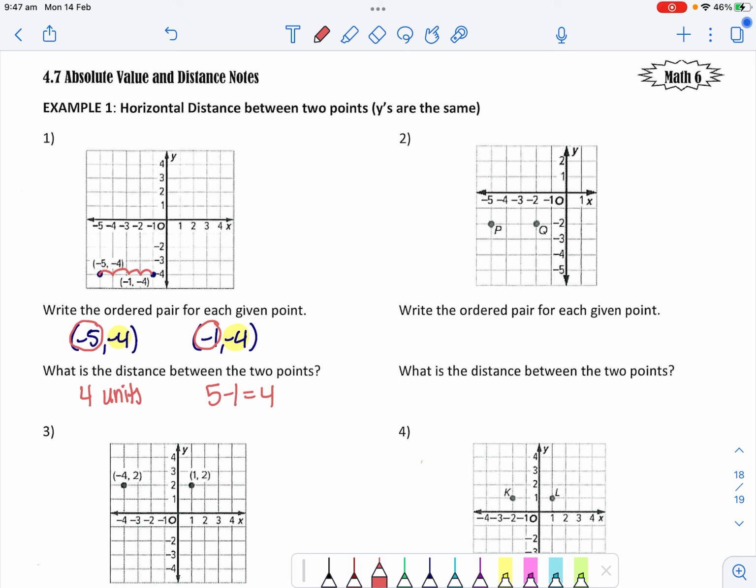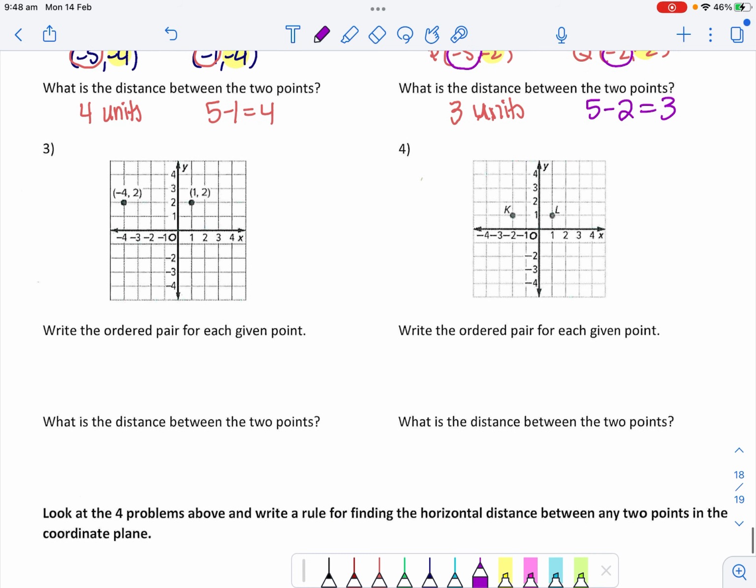For number 2, very similar. So I can count the spaces. So 1, 2, 3 units is going to be the distance. And now I'm going to show where those 3 units can come from without the graph. So P is -5, -2. And Q is -2, -2. The y coordinates are the same, so I'm going to use the x's, and they are on the same side, so they're both negative, so I'm going to subtract them. 5 minus 2 is 3. So that's where the 3 units comes from.